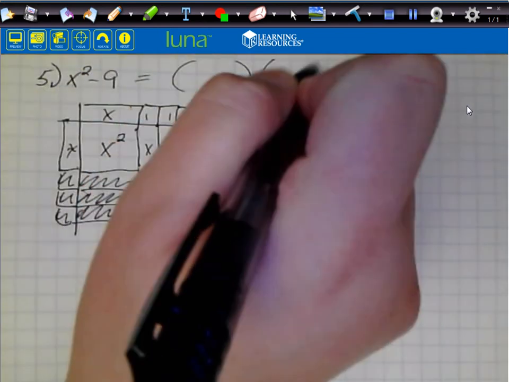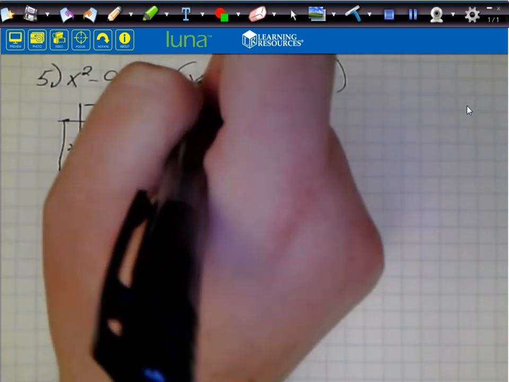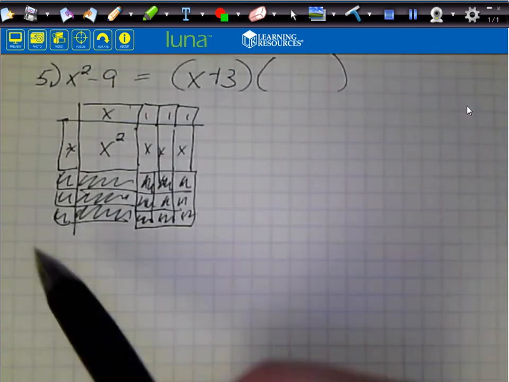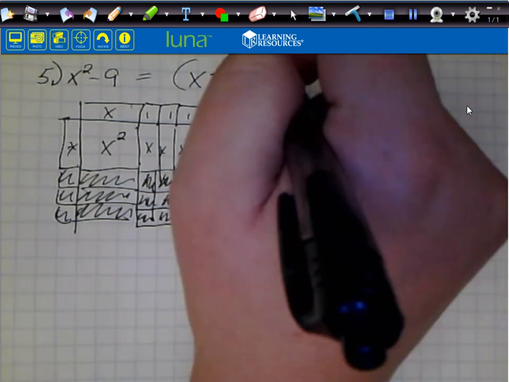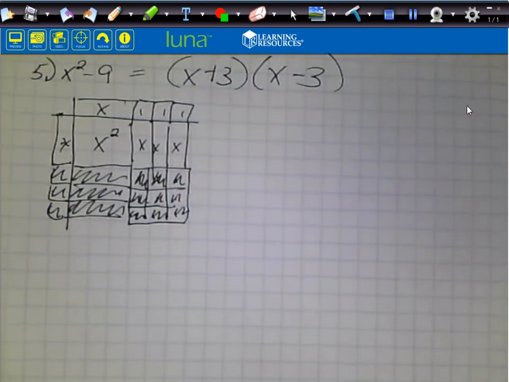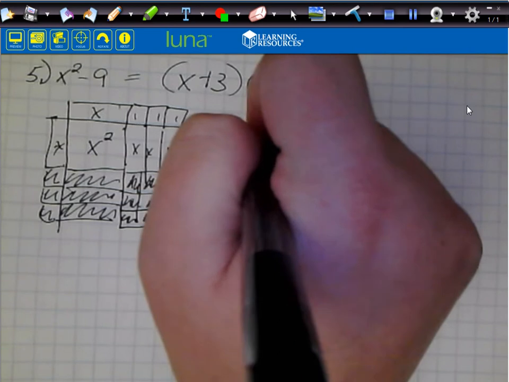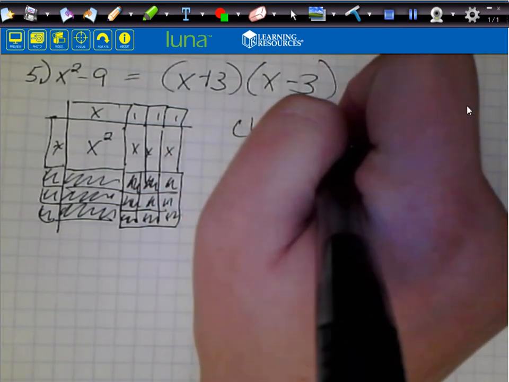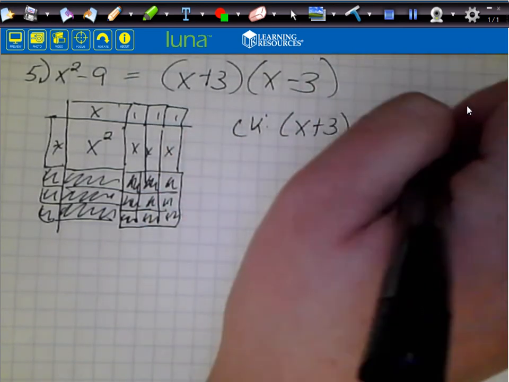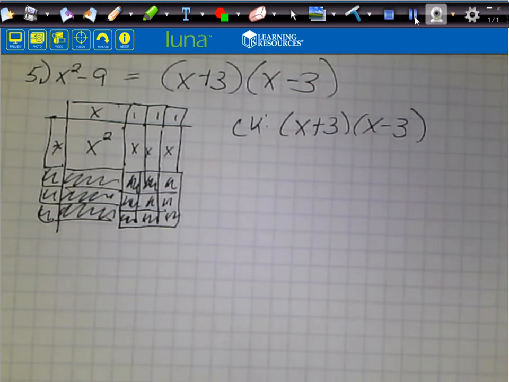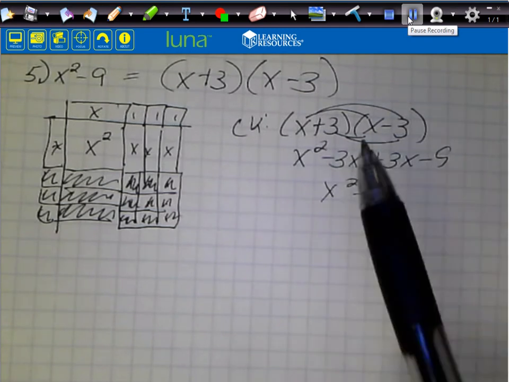So I'm going to go ahead and write down my factors. Here I have x and 3 positive unit pieces, so x plus 3. On the side I have x and 3 negative unit pieces, so x minus 3. Again, I want you to go ahead and pause the video and check this one on your own. And then restart the video when you're ready to check your check. All right, go ahead and check your check. Make sure you got it correct.